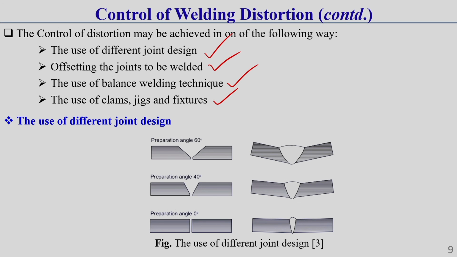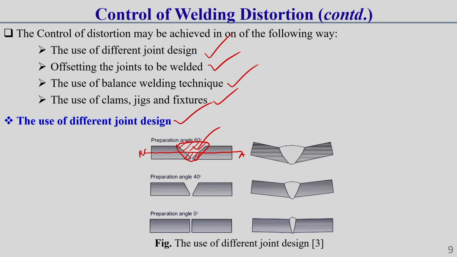Now, first of all, here you see the use of different joint design. If we make the weld V groove with a wider angle, then you see, if the angle is more, the volume of material required is more. As well as that, about this neutral axis, the top side volume of material and the bottom side volume of material will vary significantly.